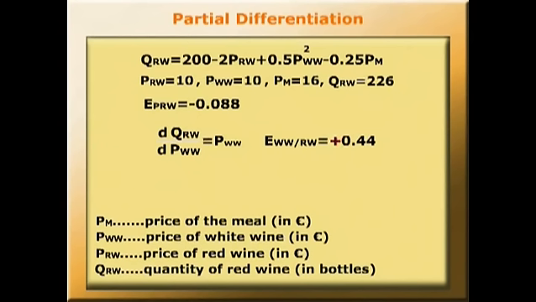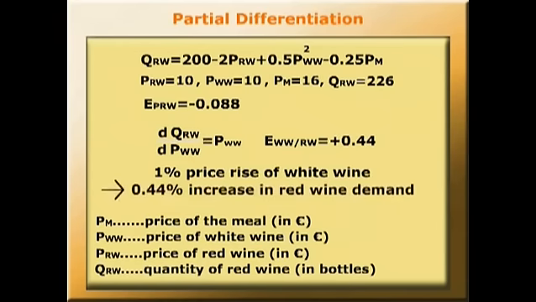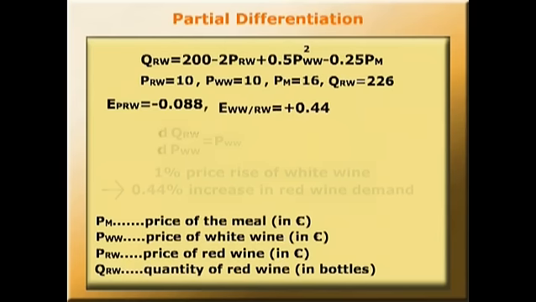So the positive sign indicates that red and white wine are substitutes. The closeness of the substitutes we found by partial differentiation. Roughly speaking, a 1% rise in the price of white wine leads to a 0.44% increase in the quantity of red wine demanded. So if, say, the cost of his white wine increases and he has to raise its price, he knows how much more red he needs to stock.